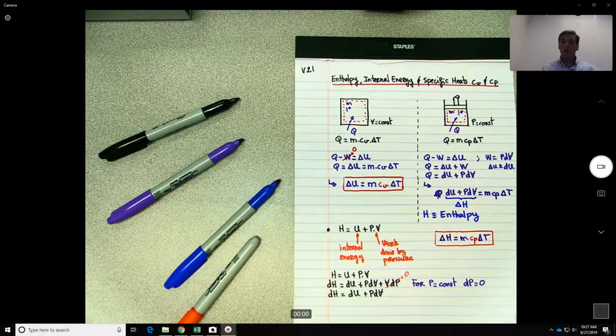Okay, and remember the enthalpy is the internal energy plus the work done by the pressure. All right.